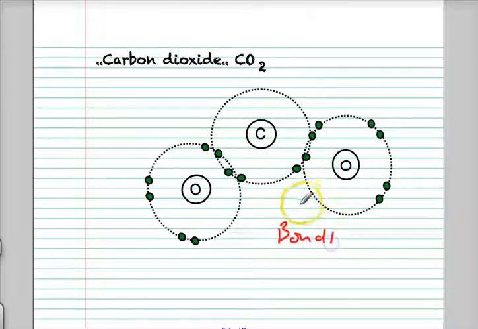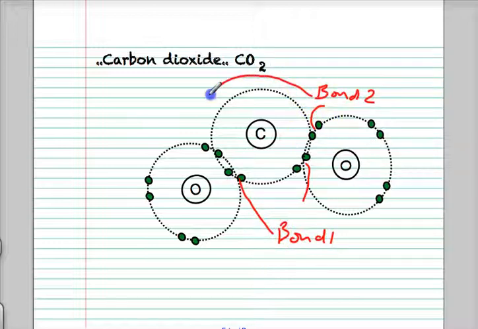Bond 1 and bond 2 on both sides. This would also be bond 1 here, and this would also be bond 2 over there.